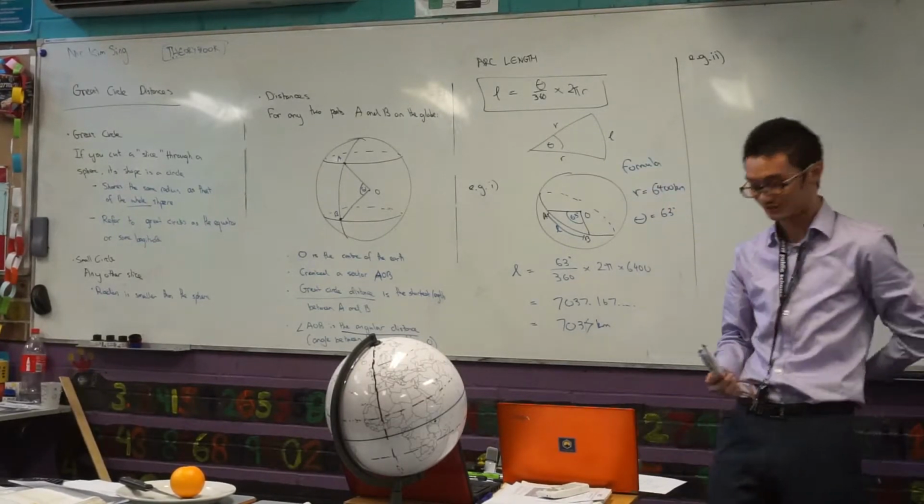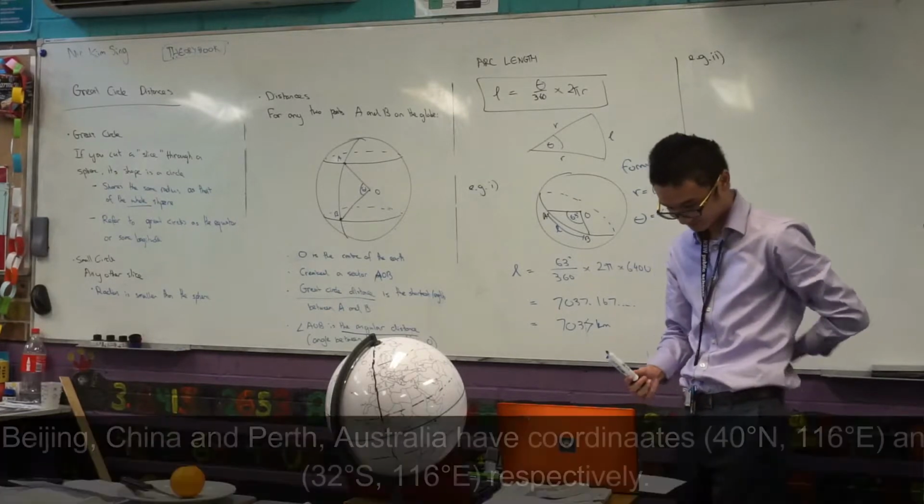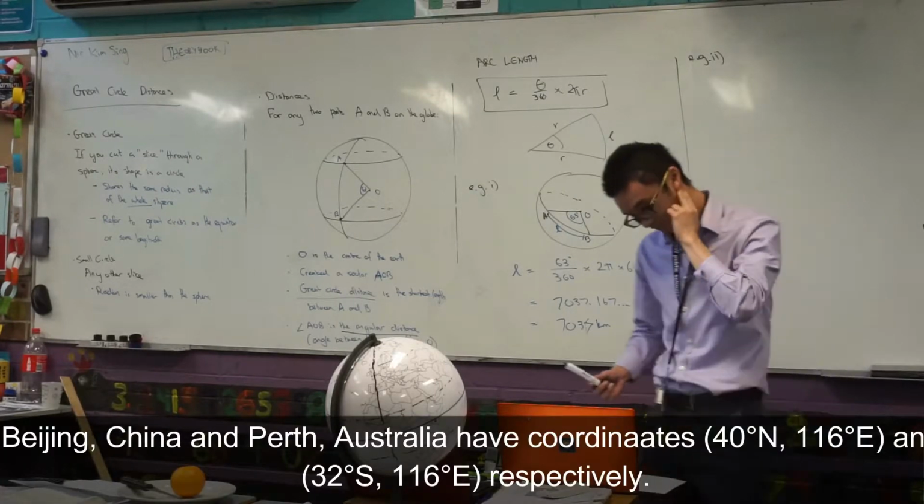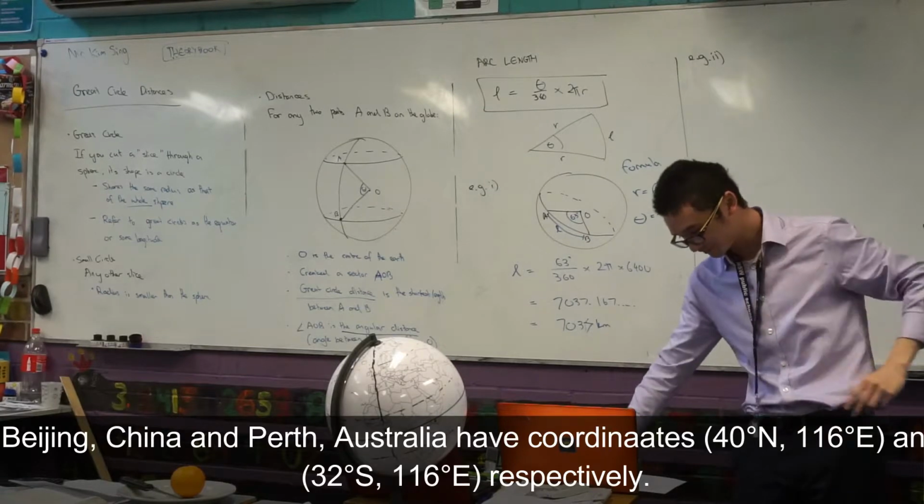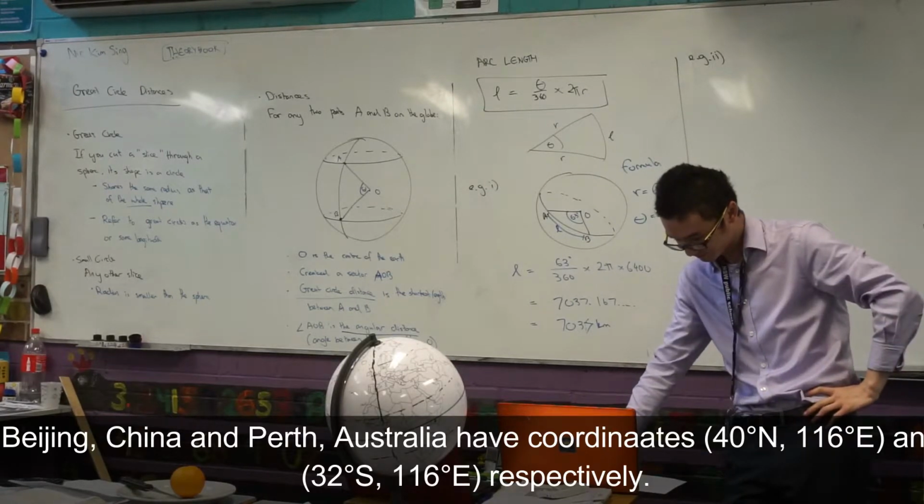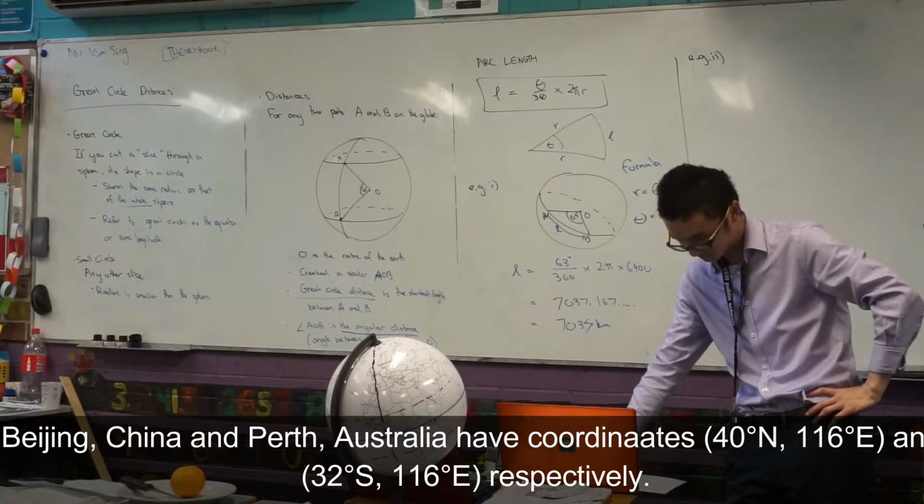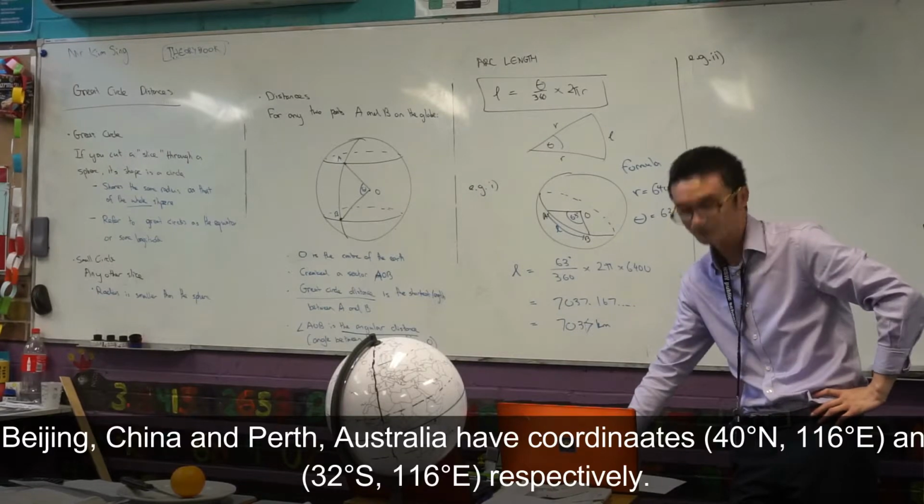Example 2, yeah. Thanks, Jordan. Beijing, China, and Perth, Australia have coordinates 40 degrees north, 116 degrees east, and 32 degrees south and 116 degrees east, respectively. What great circle joins Beijing and Perth?